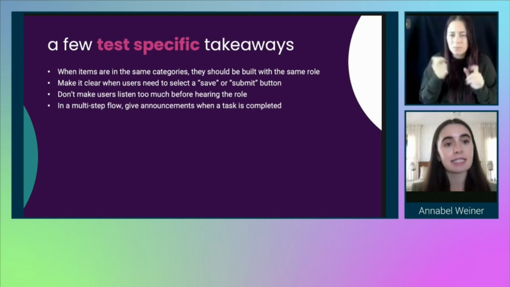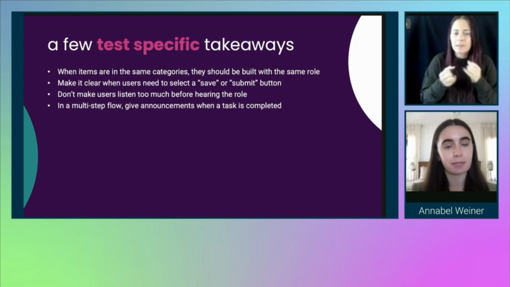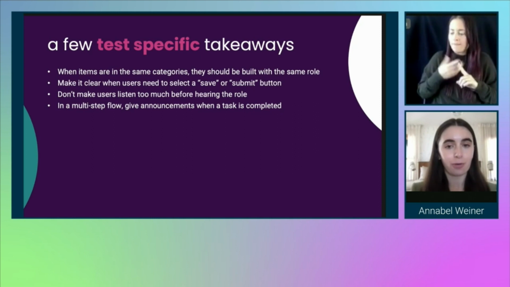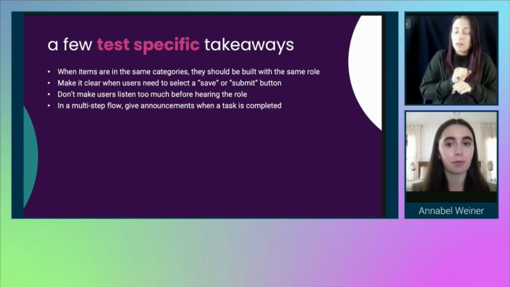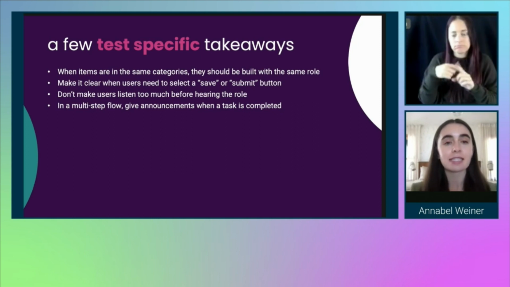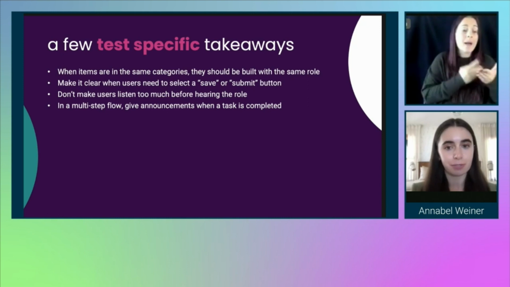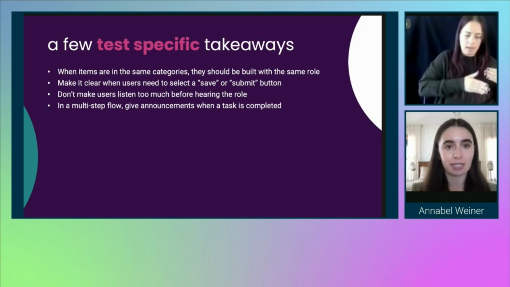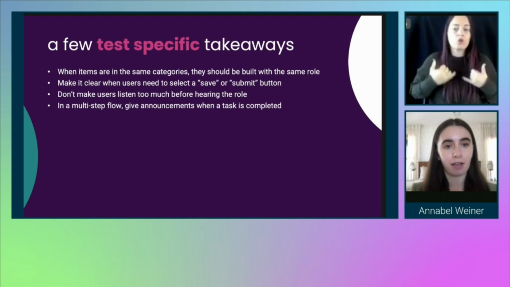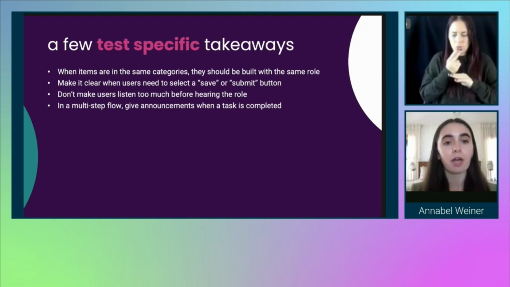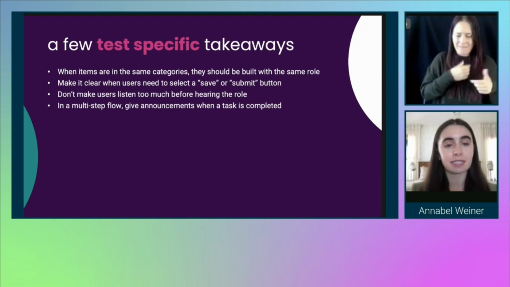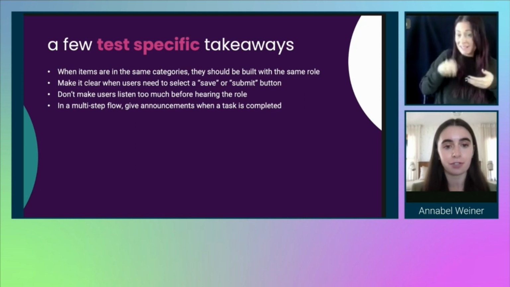And the last point is in a multi-step flow, give announcements when a task is completed. We had a multi-step flow and we got a lot of positive feedback when there were announcements such as step 1, personal information completed, or step 2, current step. Giving users some context about where they are in the flow, what they've completed, and what still needs to be done was really beneficial.